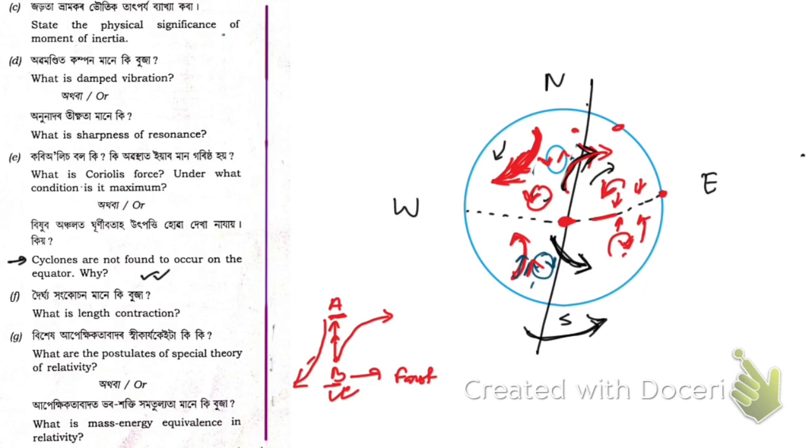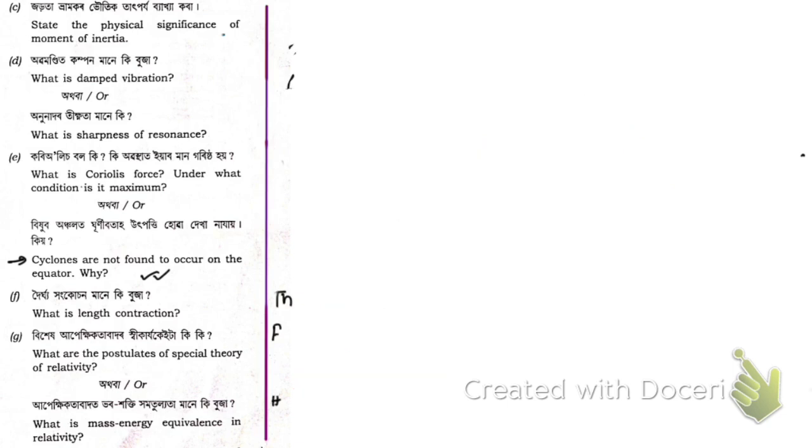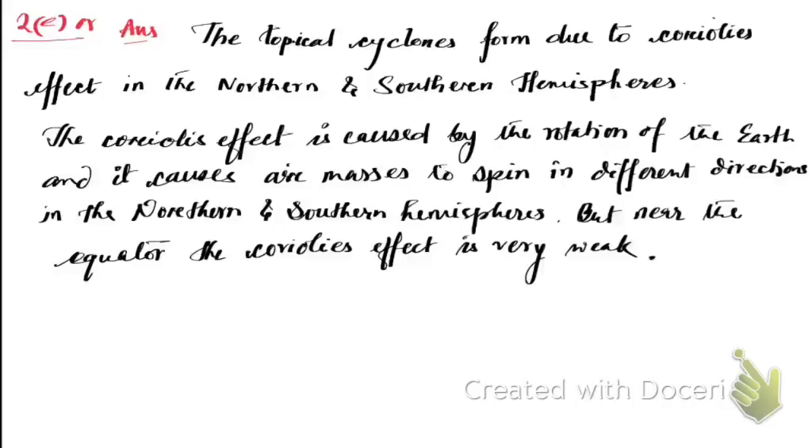So now let me give you the answer. Just wait, let me clean this. Answer to question 2E or. So the first part of this question is done. This one, what is Coriolis force, under what condition it will be maximum, that is done. Now let us answer this part or this part. Let me write the answer. So this is the answer to question number 2E or. This is the answer, you can write this one.